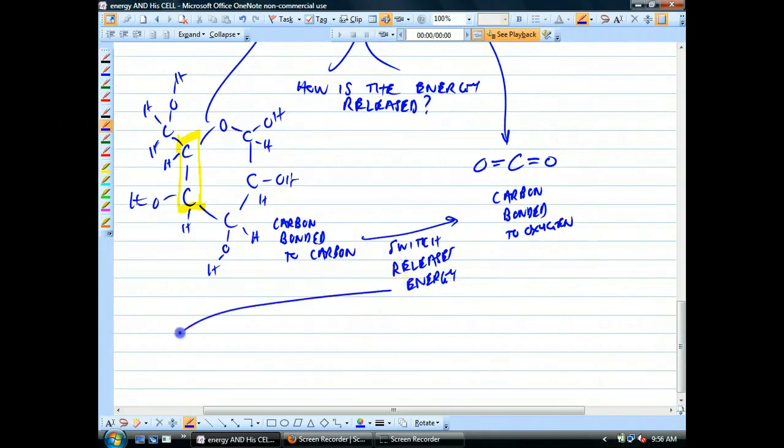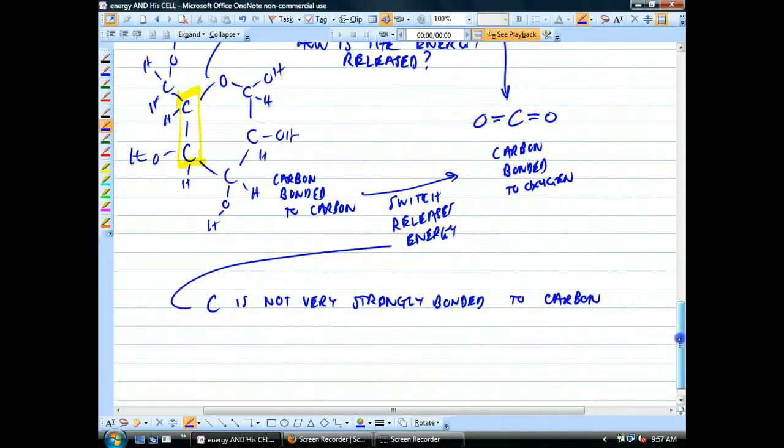What that means is carbon is not very tightly held to other carbon. So it's not very strongly bonded to carbon. It's a weak bond, okay? However, it's more strongly attracted to oxygen.